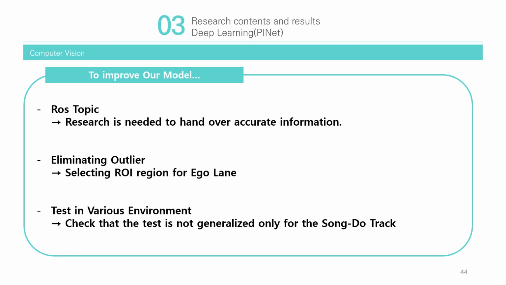And for eliminating outliers, we need to select the ROI region for the ego lane. Then the outliers for other reasons, except the ego lane, will be excluded. Also, we need to test in other environments, not only SoundTrack, so that we could check the lane detection is working well in severe test environments.